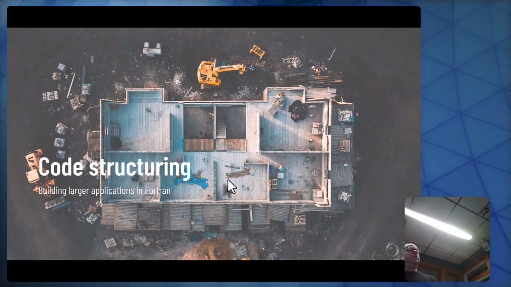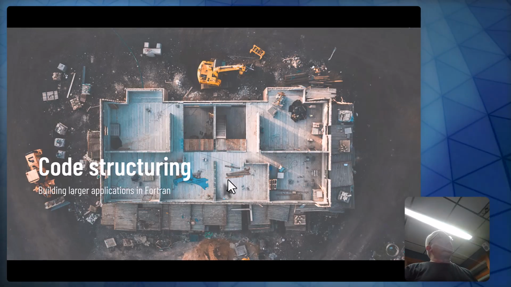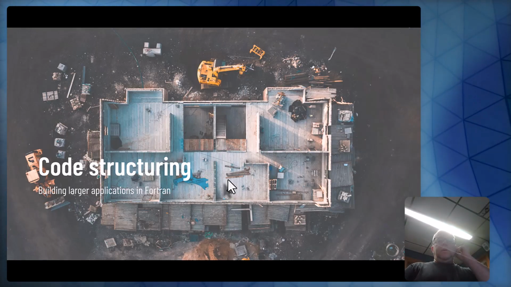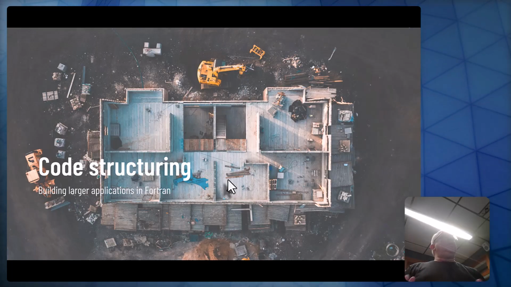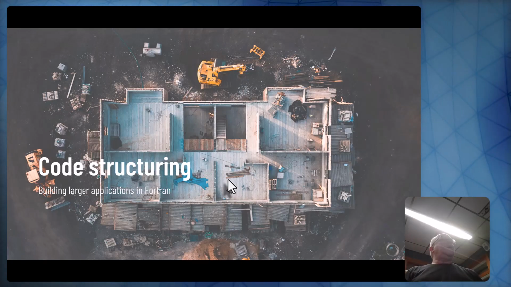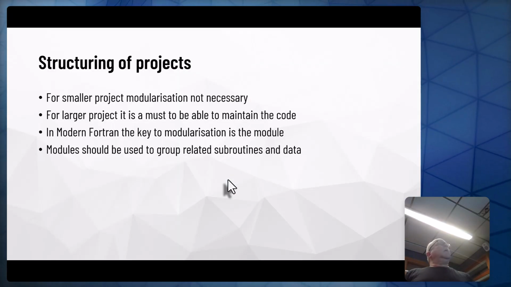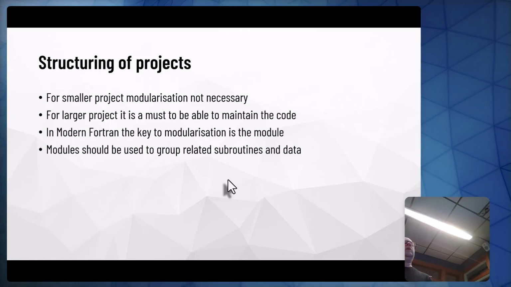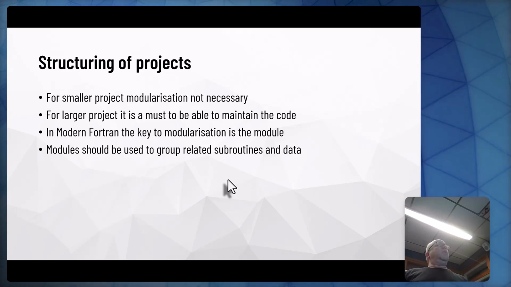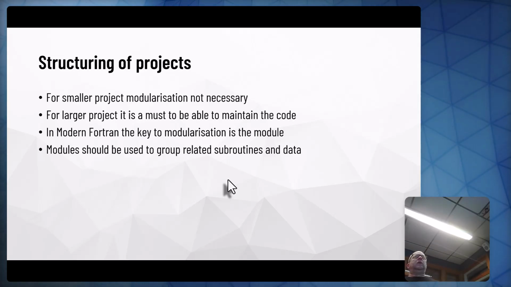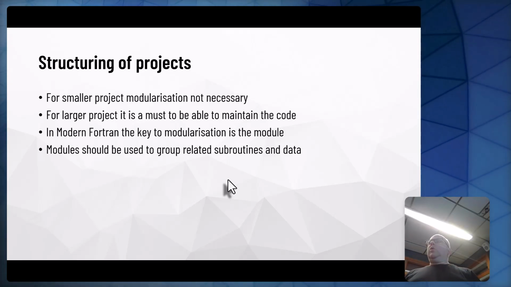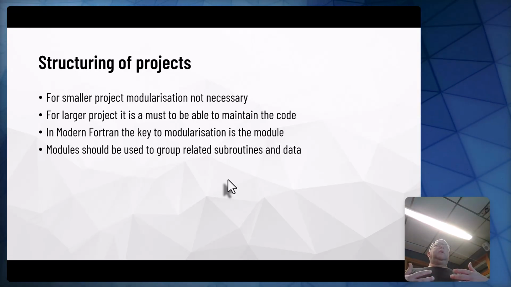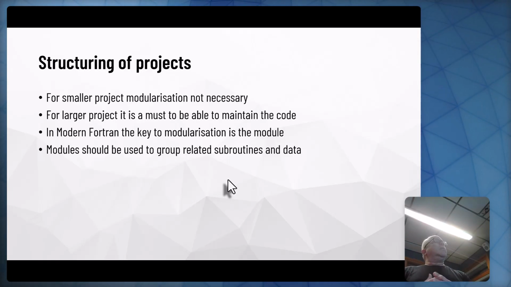So, code structuring. When you have a larger program, you need to do things in different orders. You have to group them together in a way that you can maintain the code as well. If you just have a single file that does a very specific thing, it's probably not necessary to modularize it. But usually applications grow and become larger and larger, and sometimes you need to do something to be able to maintain the code.